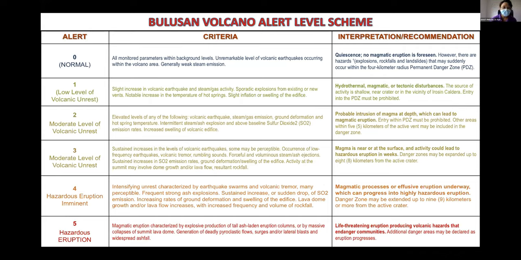For example na lang po, sa Bulusan Volcano at alert level 0, pinapakita po nito na no magmatic eruptions per se. Pero maaari pong may mga hazards na mangyari katulad ng pyroclastic density current or I think, phreatic eruption po pala, rockfall and landslide na maaaring mag-occur sa loob ng 4 km permanent danger zone.